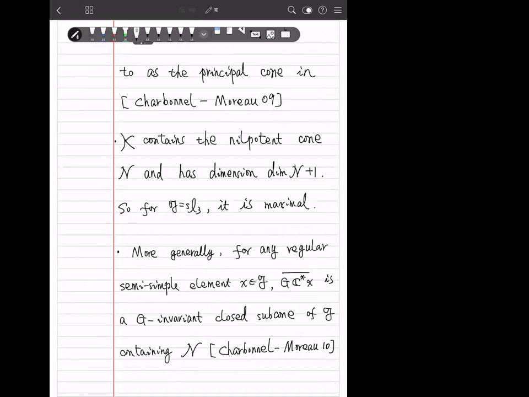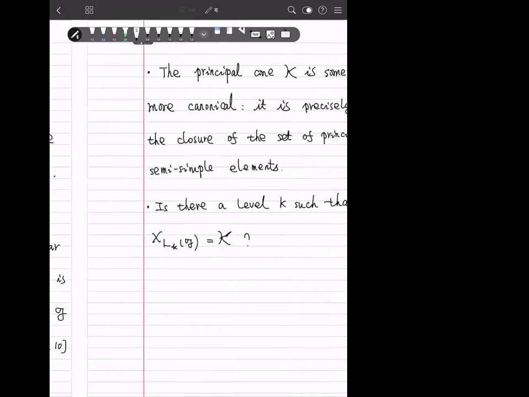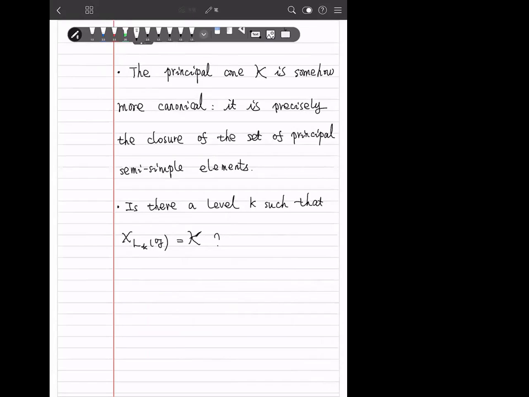So if we take G as SL3, then it is the maximum, because we can compute the dimension. It is easy to see that it is the maximum, because the dimension of sl3 is 8, this number is 6, and this is 7, so it is obvious it is the maximum. Also, more generally, for any regular semisimple element, or we call it the principal semisimple element, in g, this is a G-invariant closed subcone of g contained in this. Now the principal one is somehow more canonical, because it is precisely the closure of the set of principal semisimple elements. So we can ask, is there a level k such that this holds? I think in general it is open now.